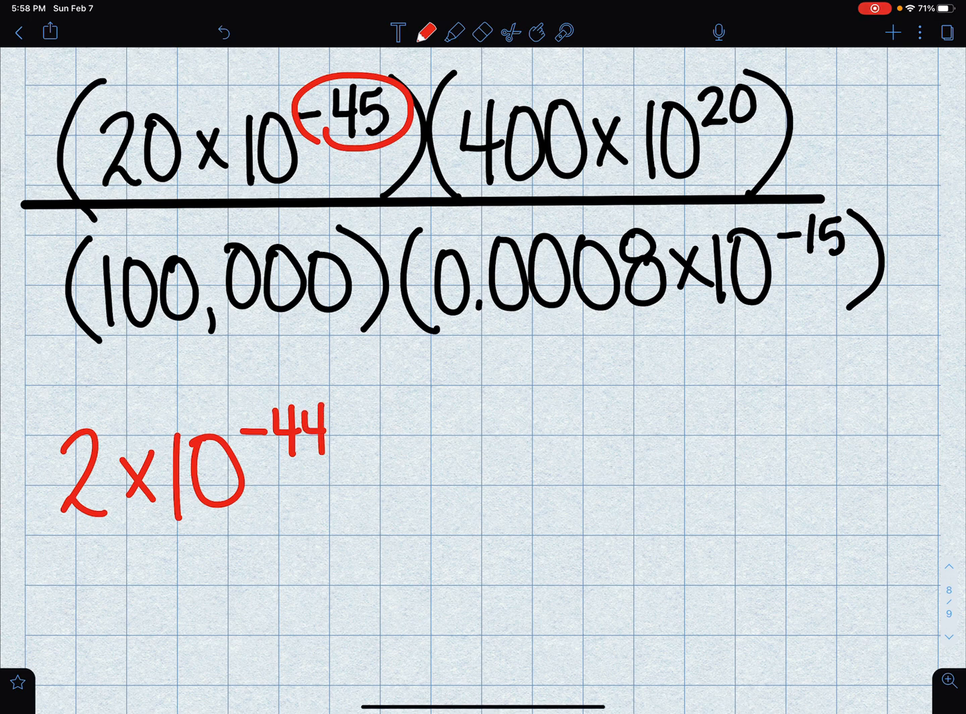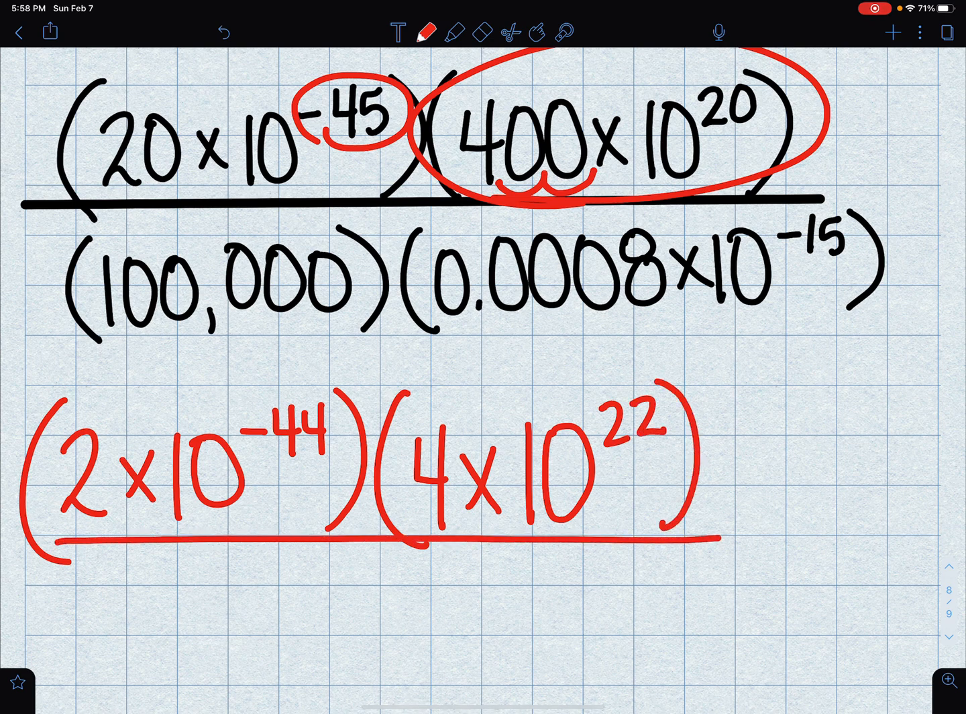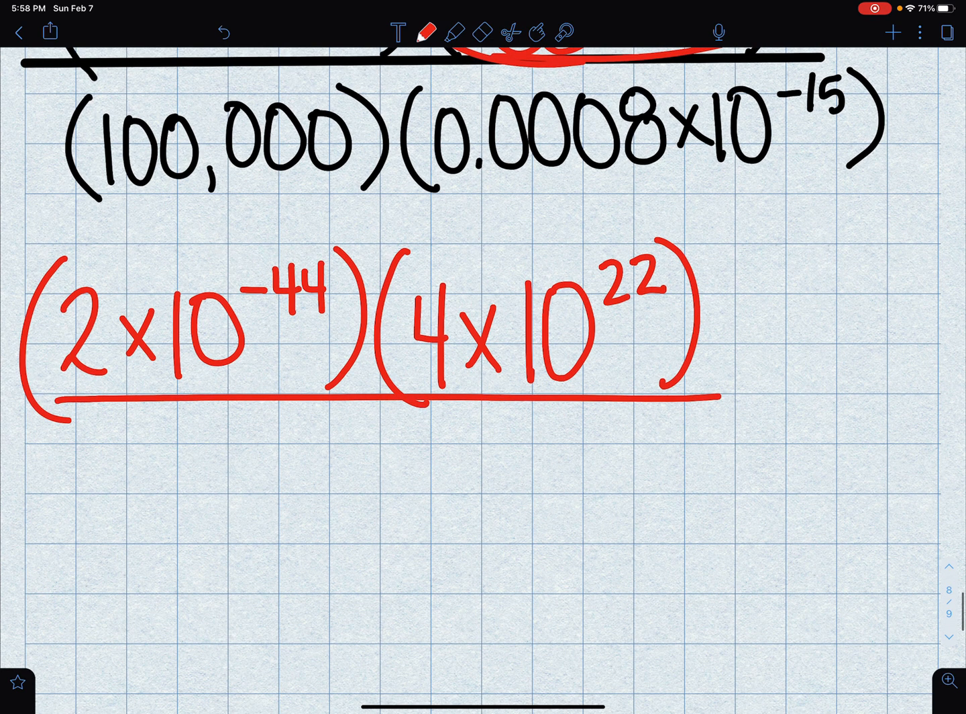Okay. Now, let's tackle this one. 400 times 10 to the 20. We want the decimal here. So it's going to be 4. We moved it 2 spots. We made this number smaller, so this has to get bigger, times 10 to the 22nd. Okay, what about the bottom? We've got this number, 100,000. We want the decimal here. 1, 2, 3, 4, 5. It's going to be 1 times 10 to the 5.